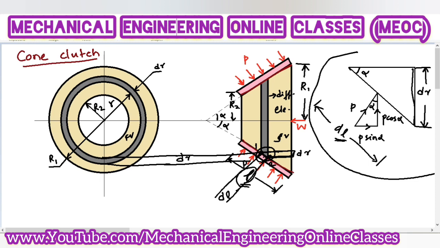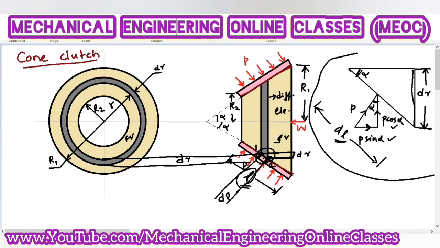So alpha is nothing but the angle made by dl with respect to horizontal, hence this angle also becomes alpha. The angle made by P with vertical would be alpha, and the components of P along horizontal and vertical are also resolved, and they are P sin alpha and P cos alpha respectively. And the load W is the axial load acting on the cone clutch.